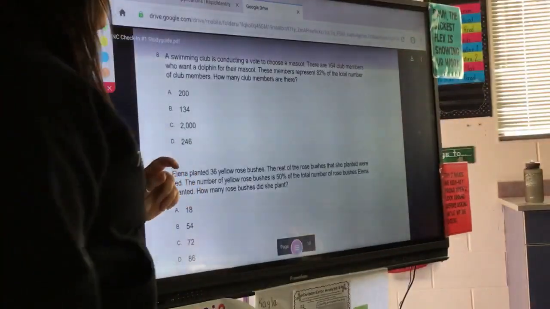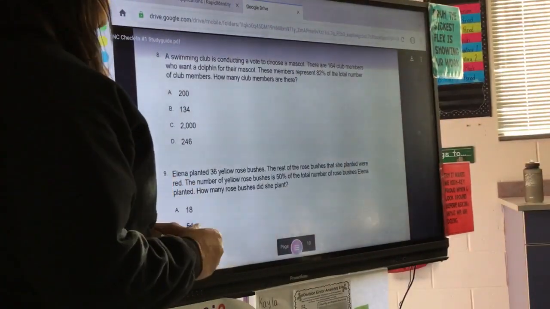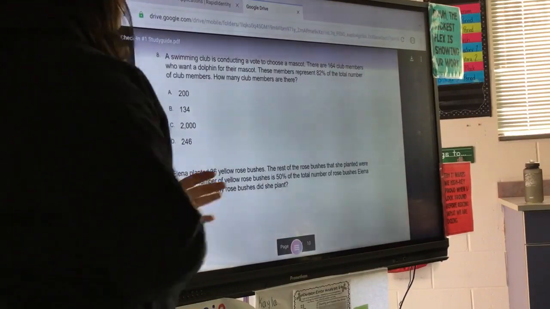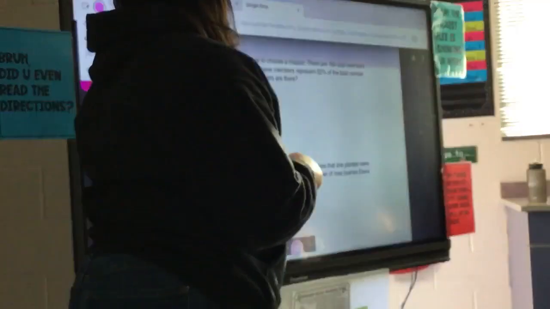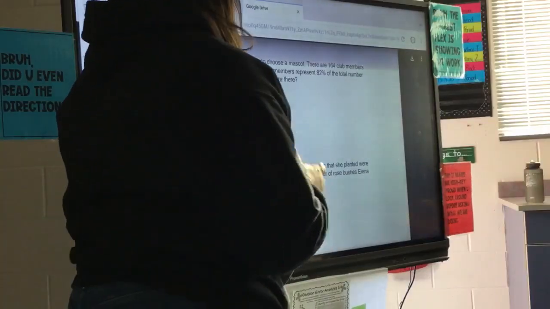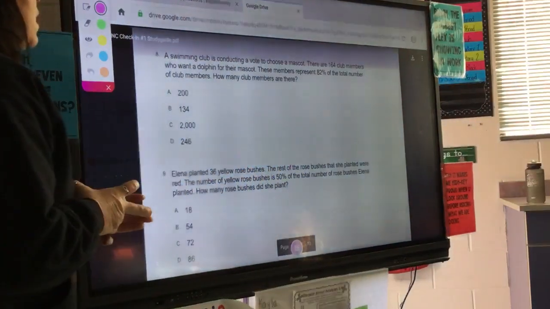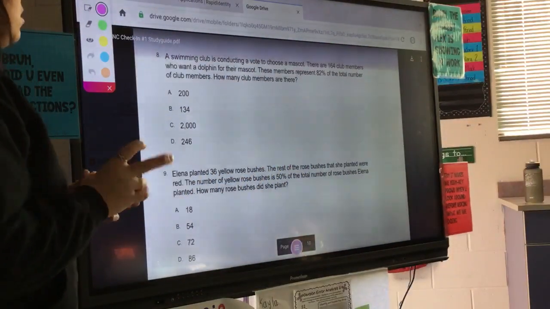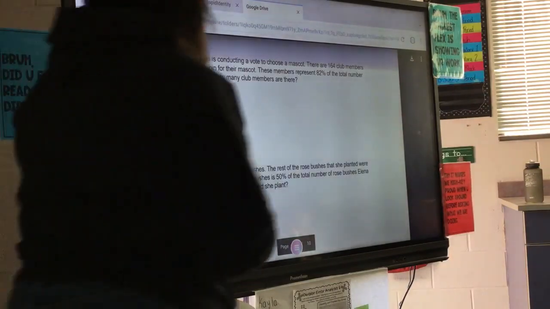All right, so Swimming Club is conducting a vote to choose a mascot. There are 164 club members who want a dolphin for their mascot. These members represent 82% of the total number of club members. How many club members are there?